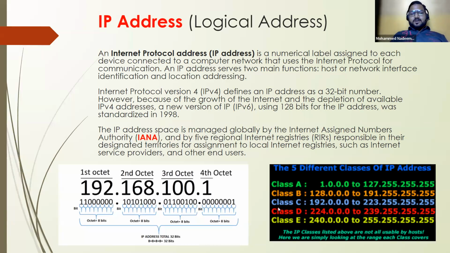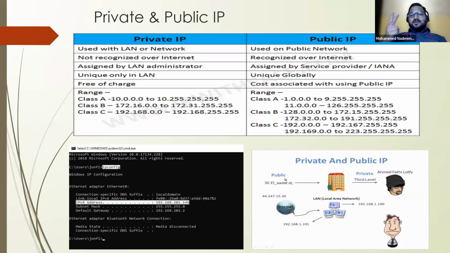Remember this one. Next, in IP addresses, again, there are 2 categories. Now see, there are 2 versions, IPv6 and IPv4. In IPv4, again, two classifications: private IP address and public IP address. What is the difference? A private IP address is used in a LAN. It is not recognized on the internet, assigned by a LAN administrator, unique only in the LAN, free of charge. And the private IP address ranges are 10.0.0.0, class B 172, and class C 192. So only these IP addresses are free. Remember, these IP addresses are free only.